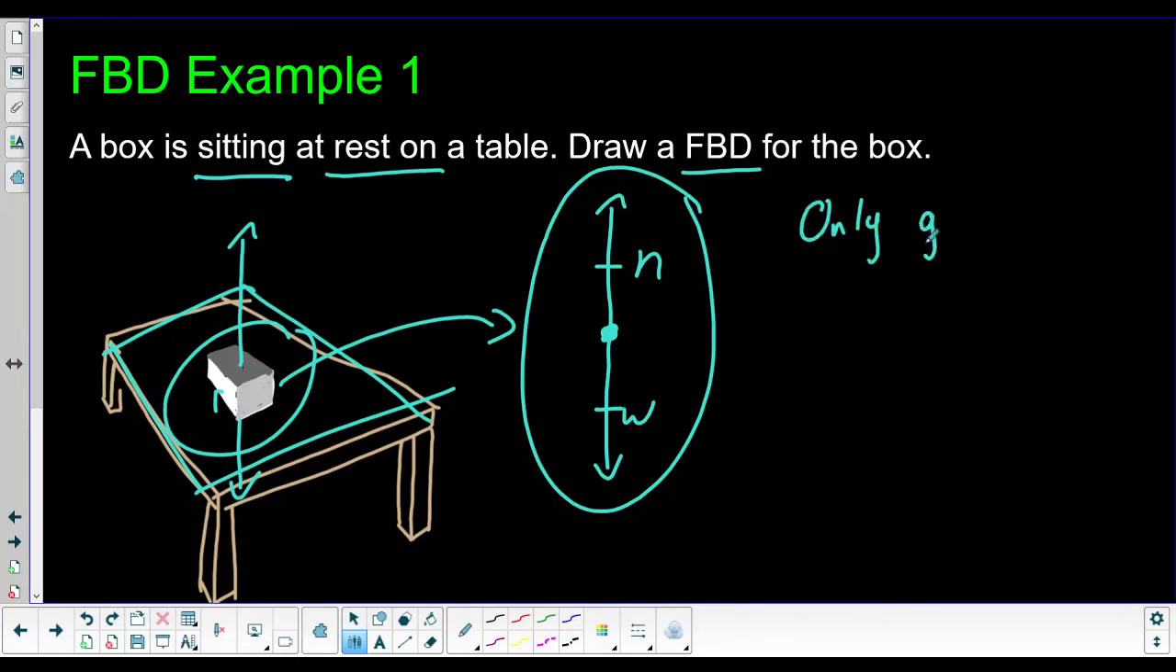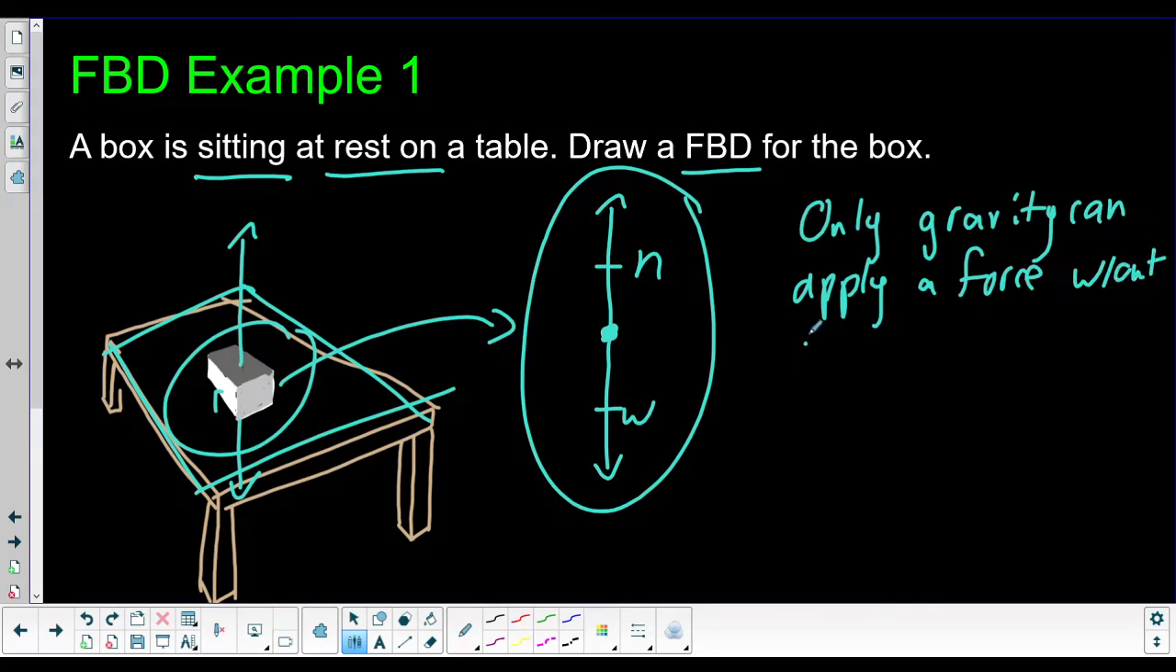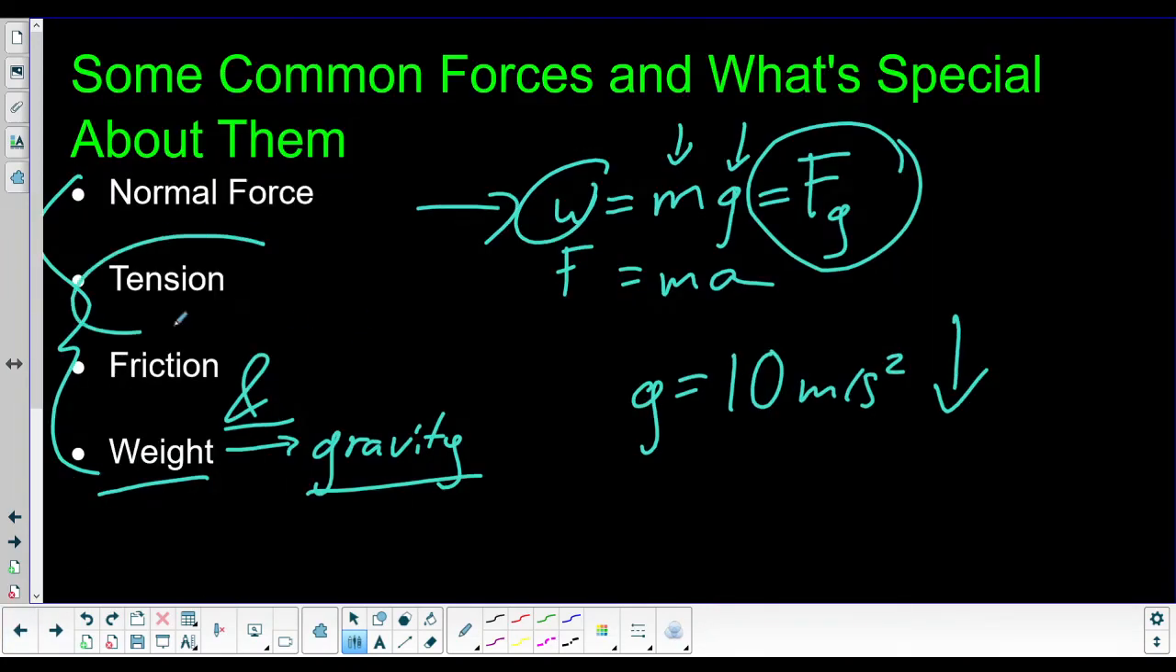Only gravity can apply a force without touching. Okay. If you want to have a normal force, you have to have a solid object touching another solid object. If you want to have tension, you have to have a rope tied to something. If it's not tied to it, you'll pull on the rope and then it just won't be attached and it'll fall off. If you want friction, this is two objects rubbing, right?